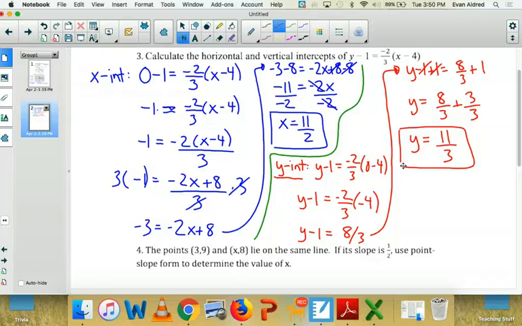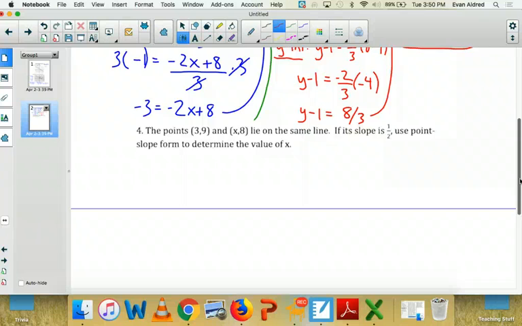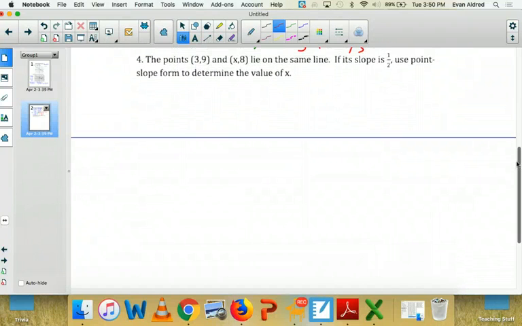But I just chose to move my 1 over, and then I know that in order to add fractions, I need a common denominator. So I changed my plus 1 to 3 over 3 so that I could add it to 8 over 3, which in turn gave me 11 over 3. And that's how you find your intercepts. Again, we've done this before, not really with point-slope form, but with other things. When finding your intercepts, remember that if you're finding your x-intercept, you set y equal to 0. If you're finding your y-intercept, you set x equal to 0.